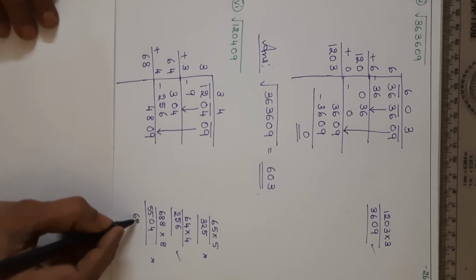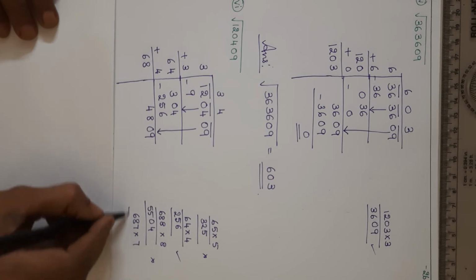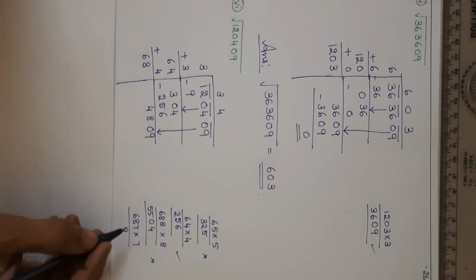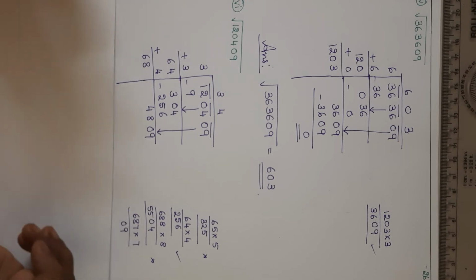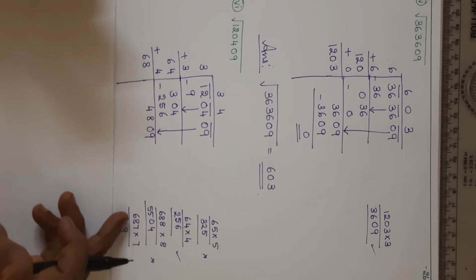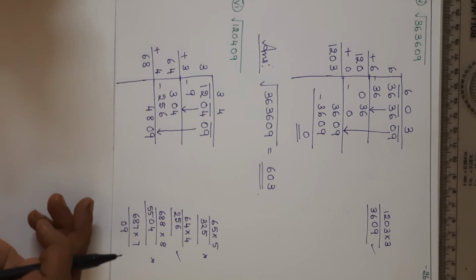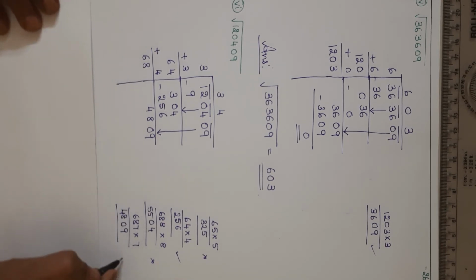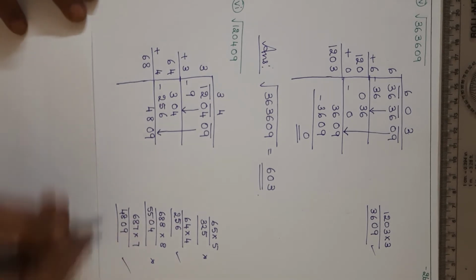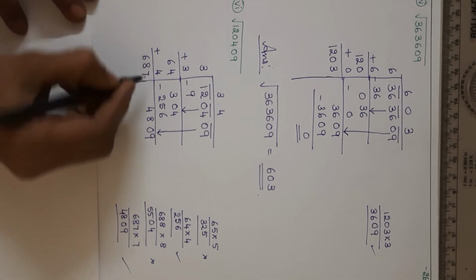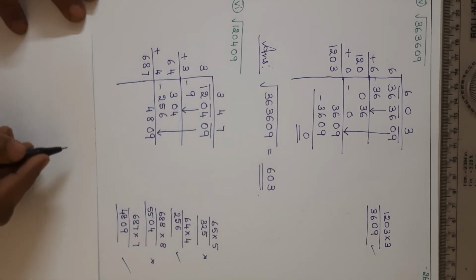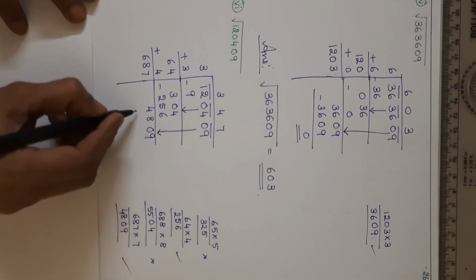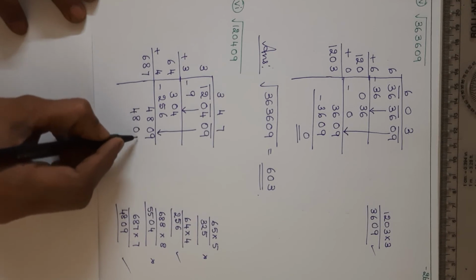Now try with 7. 7 7s are 49. 7 8s are 56 and 60. 7 6s are 42, 48. Yes. So we have to put which digit? 7. So it will be 687 into 7 is 4809.